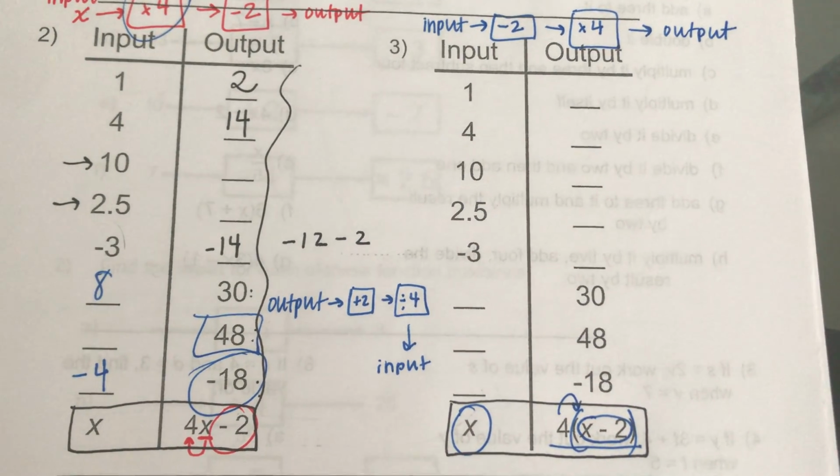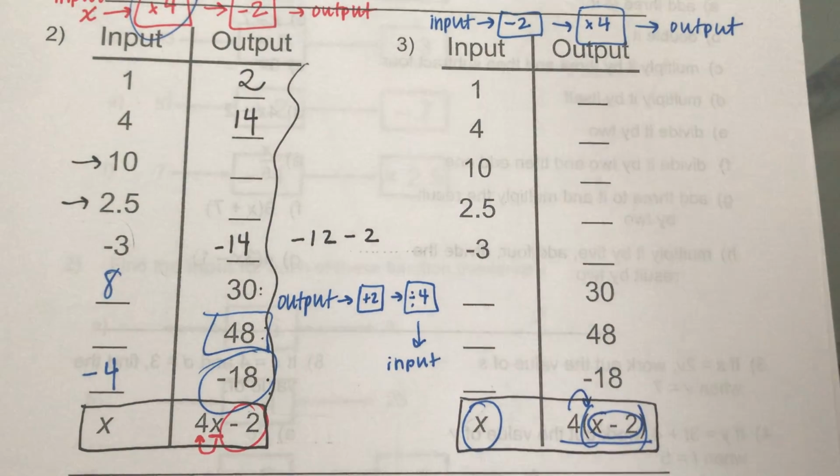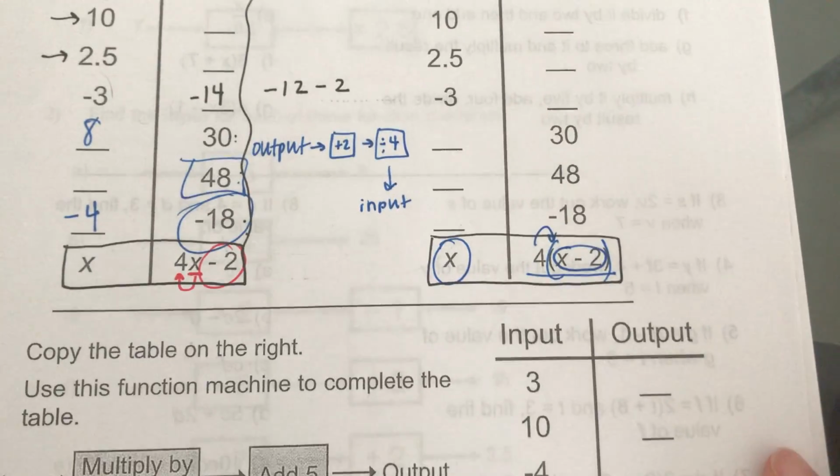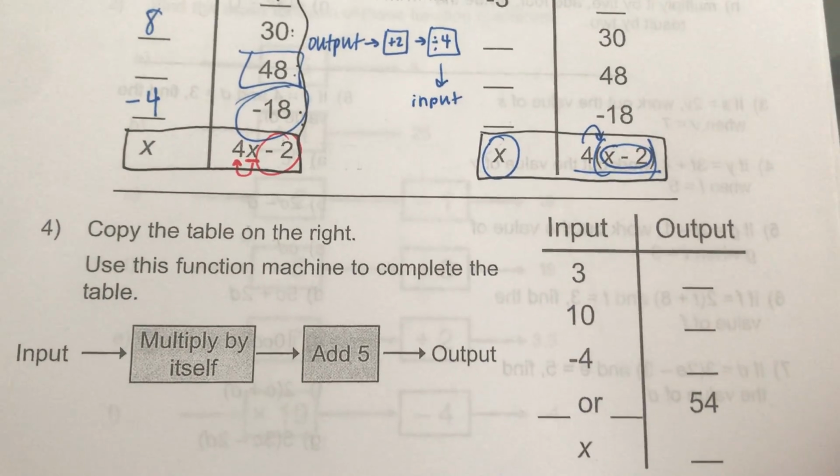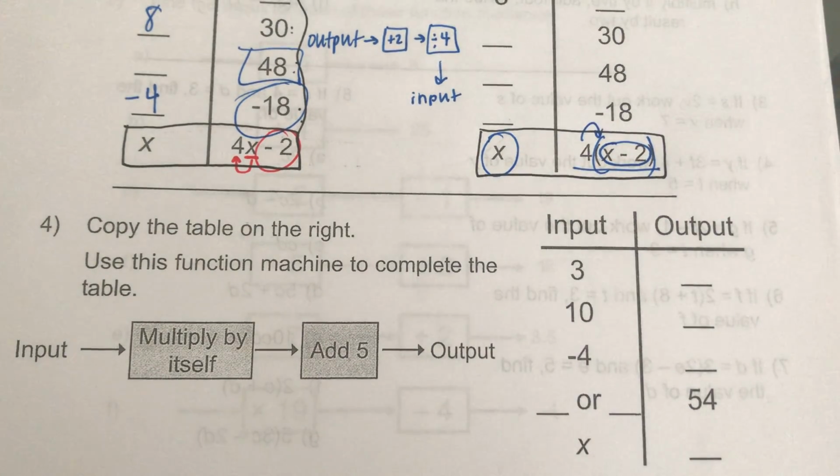I want you to try the entire table on your own, okay? Please email me if you have questions. And then question 4, I believe, is also very similar to questions 2 and 3. So I want you to try your best to answer those questions as well. I think that one's a little bit more self-explanatory.